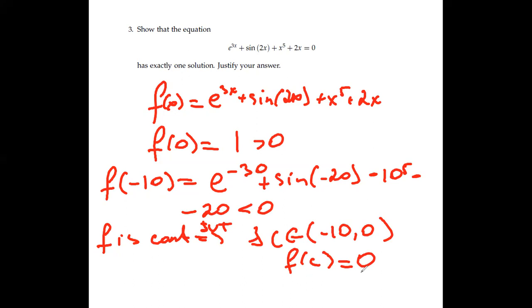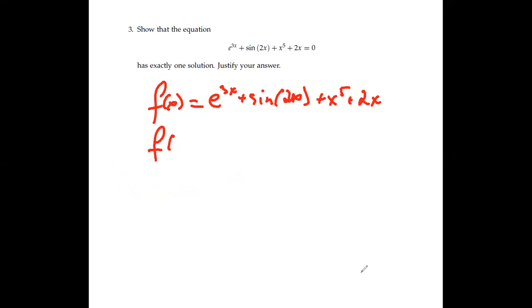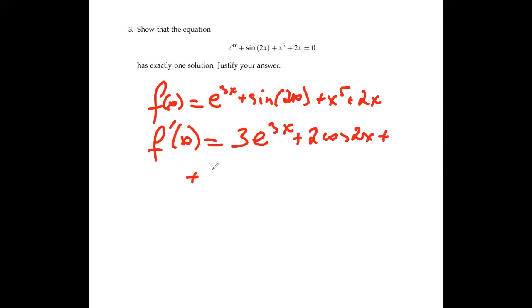Now, to prove that it's exactly one, we have to calculate the derivative of function f and prove that it is monotonic. If it is the case, then we have exactly one solution. A monotonic function may have at most one zero if it is continuous. And f prime x, what is f prime x? 3 times exponential 3x plus 2 cosine x plus 5x to the power of 4 plus 2.